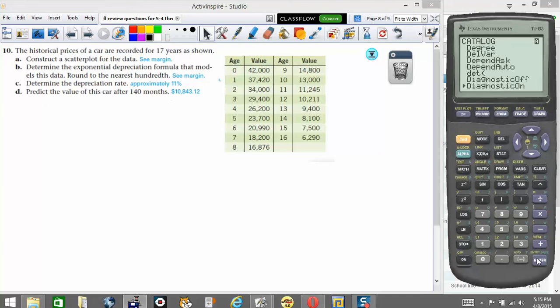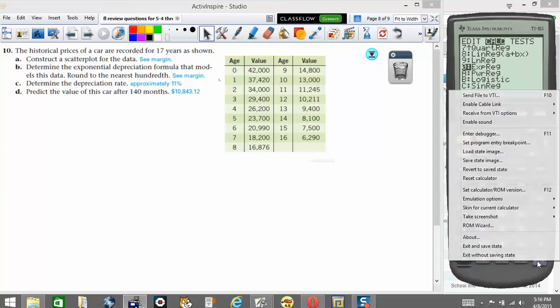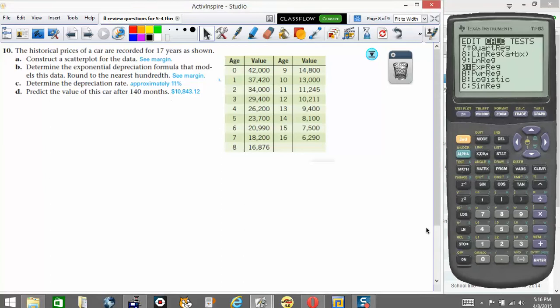Hit enter twice. Now you're going to go stat, calc. You're going to arrow to 0, which is exponential regression. You can either arrow up or down. It'll get you there. Hit enter.